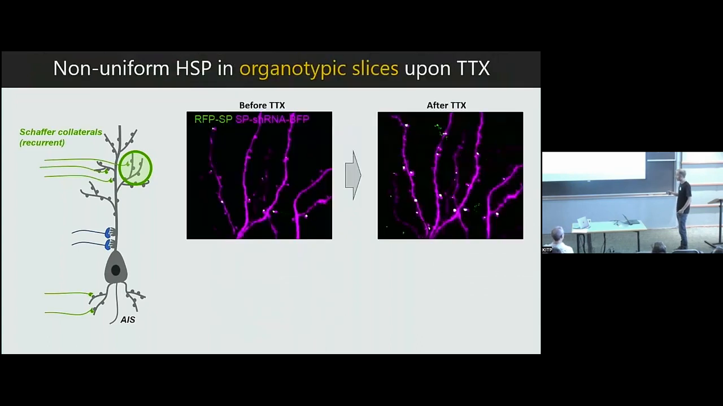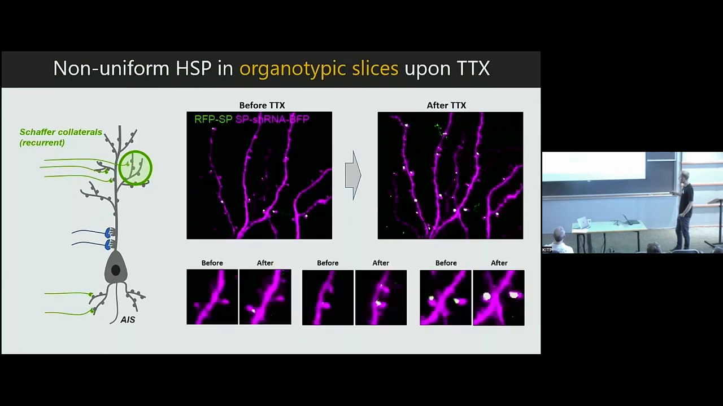We also performed some experiments in organotypic slices to track the same cells, the same spines, before and after the TTX treatment. This is what I mentioned before. Using the same replacement strategy, you can see here that the number of spines expressing synaptopodin is largely increased after the TTX treatment. So you can clearly see the same spines. And this is what I was explaining before.